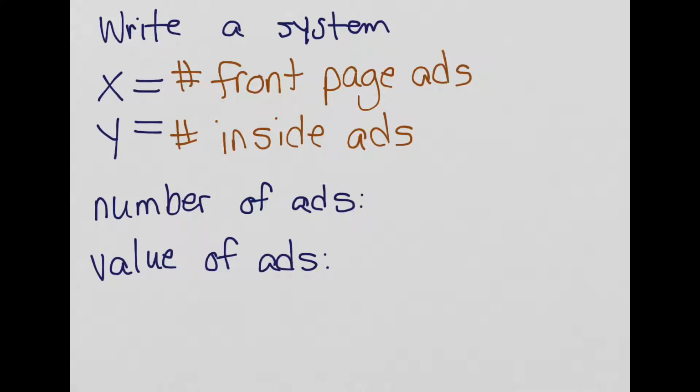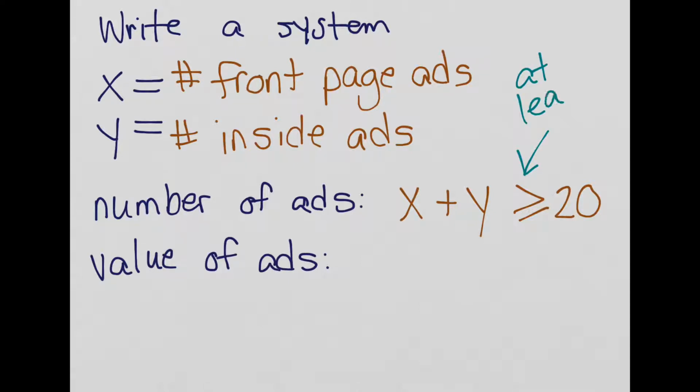Because we have these two situations happening at once, I think we should write two inequalities. Let's write an inequality that just talks about how many ads. How many should we buy? Well, the club wants to advertise at least 20 times. That means the number of front page plus the number of inside page ads has to be at least 20. It could be greater than 20, or it could equal 20. It's going to be more than 20, but 20 exactly is also okay. So that's why we use greater than or equal to. Another way of thinking about this symbol is saying at least. At least 20 is greater than or equal to 20.